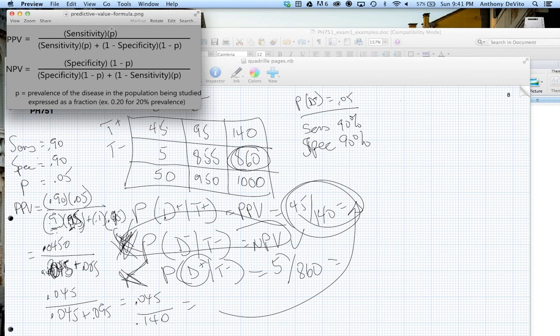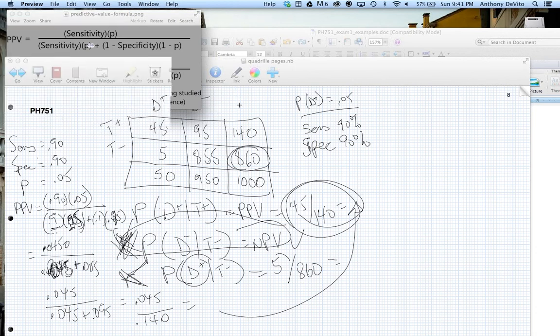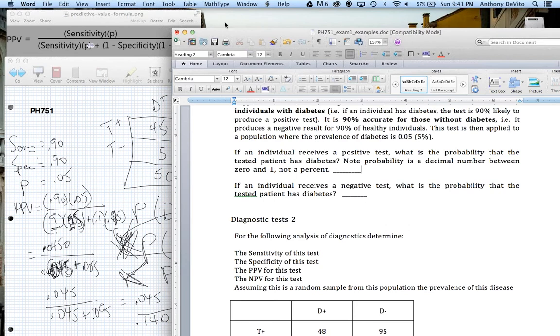This is the percentage of the people in the population that do have the disease that test positive. And on top, the percentage of people in the population that do have the disease that test positive. So it's the proportion of the people that are correctly identified as having the disease over the entire proportion of the population that tested positive. That's our positive predictive value, same way we calculated it here. That's really what that formula boils down to. Okay, let's go back and move on.